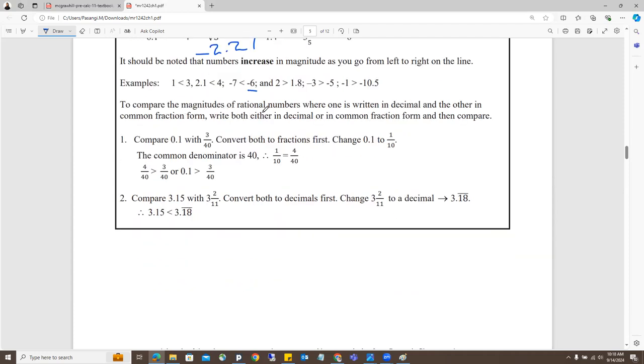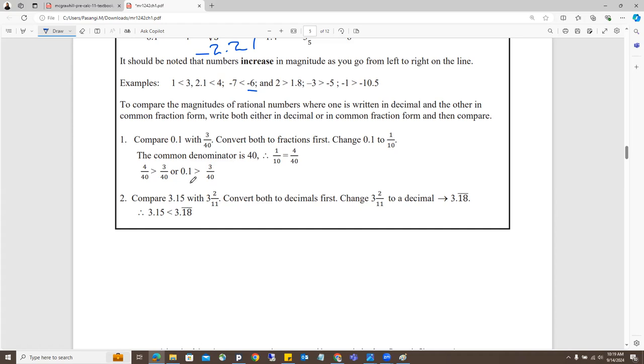To compare the magnitudes of rational numbers where one is written in decimal and the other in common fraction form, write both either in decimal or in common fraction form and then compare. So if they ask us to compare a decimal number as well as a fraction, what would be the easiest method? We can convert both the numbers into fractions and then compare.